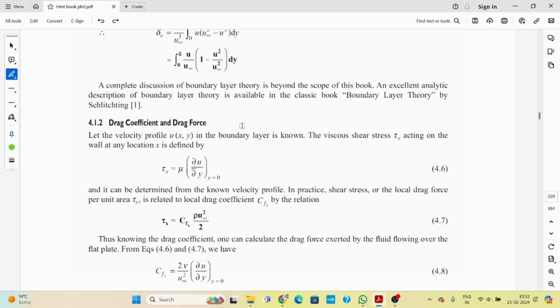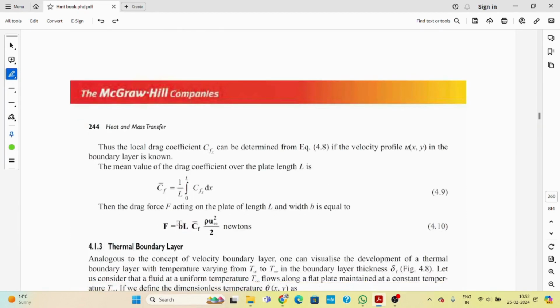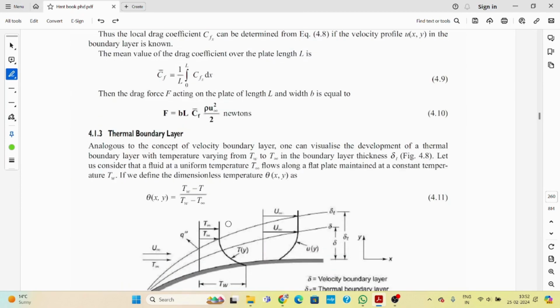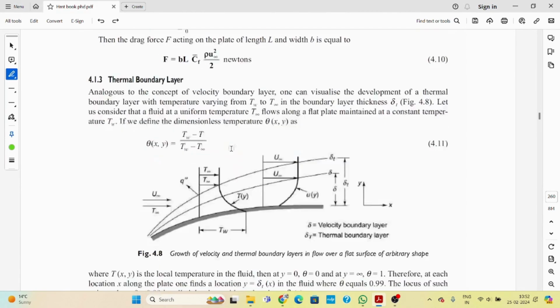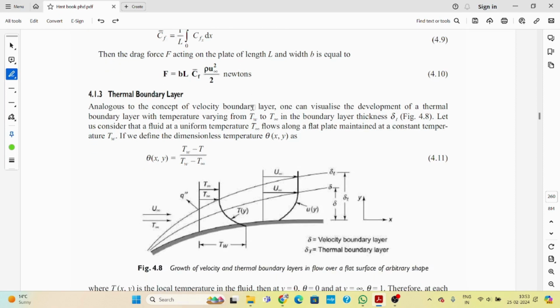Here is the drag coefficient. The drag, you can see, wall shear stress tau is equal to Cf rho v squared upon 2, and the same thing, the drag force F equals B l Cf rho v squared upon 2, where l and B are the length and width of the plate. Okay. So here is the thermal boundary layer. In this book we see only the basic things. As I have told you, the boundary layer is a huge topic, but in this book it is given only as just the basics. Okay.